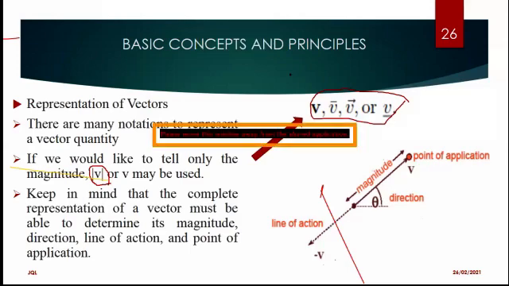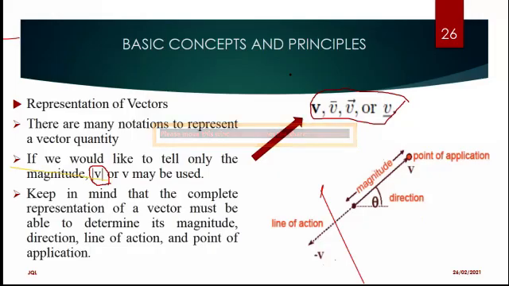Keep in mind that the complete representation of the vector must be able to determine its magnitude, direction, line of action, and the point. So I was emphasizing that for the complete representation of a vector, you need the magnitude, the point where that vector is being applied, the direction, which is the angle, and the line of action.